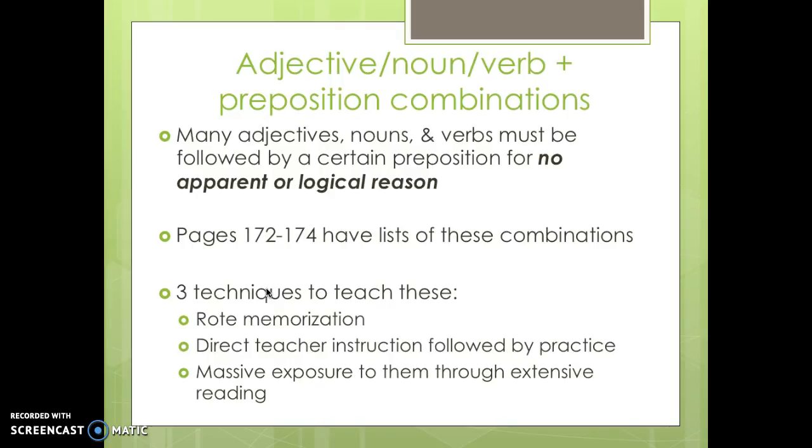Adjectives, nouns, and verbs with preposition combinations. Many adjectives, nouns, and verbs must be followed by a certain preposition for no apparent or logical reason. On pages 172 to 174, there are lists of many of these combinations, 56 adjective and prepositions, 43 noun, and 30 verb.